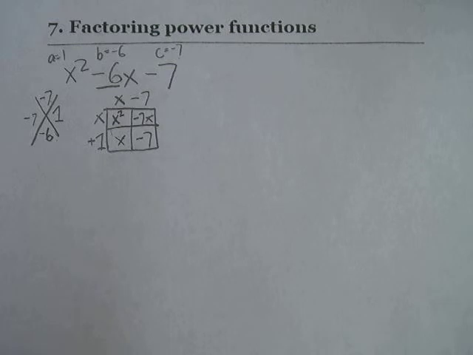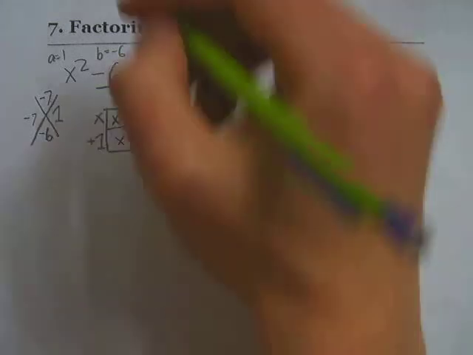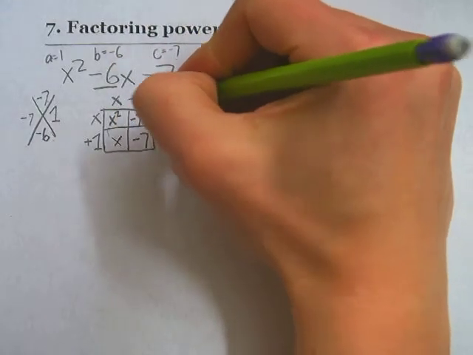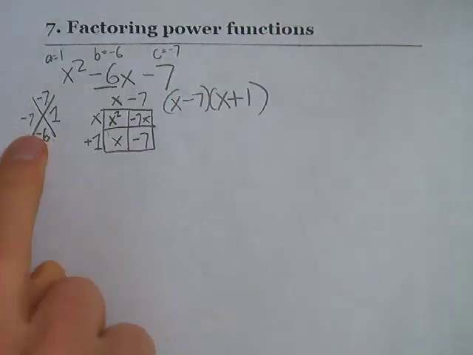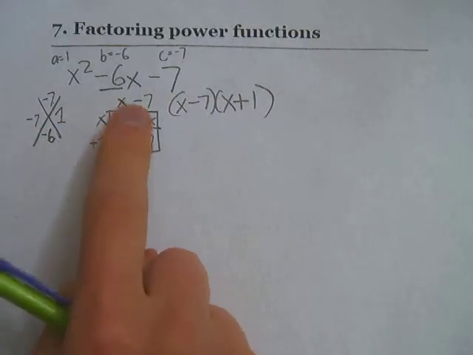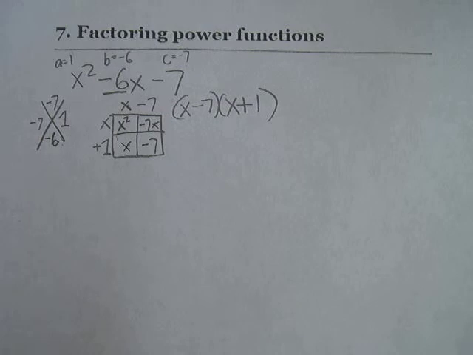So just a few ways. You can just do this in your head in a lot of cases, and that's fine. But when we factor this, we get x minus 7 times x plus 1, or x plus 1 times x minus 7. We got it in all the different cases.